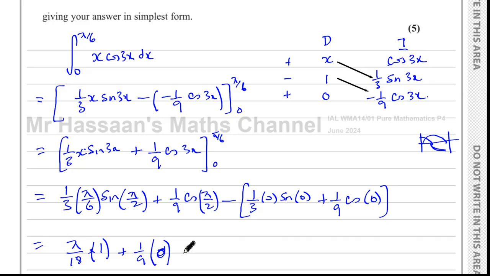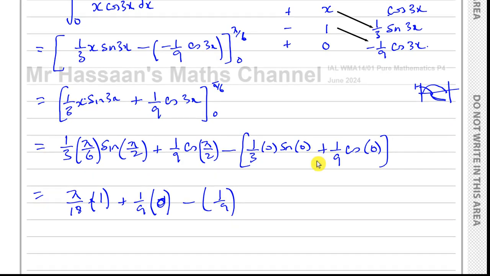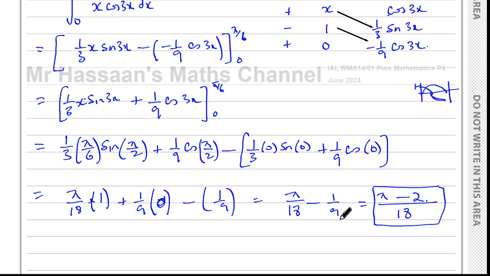Cosine of pi over 2 is 0, minus, now the first part is going to be 0, but cosine of 0 is 1, as you can see. So this is going to be 1 over 9 here. Okay, so we end up with pi over 18 minus 1 over 9. We can write this as one denominator over 18. That'll be pi minus 2 over 18. And there's the answer. If you leave it like this, it is also fine.